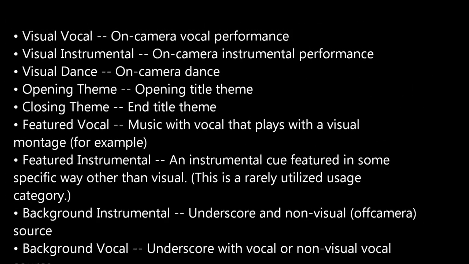royalties for your work. The following is a list of usage categories that are used when cue sheets for songs in TV and films are submitted to performing rights organizations. Visual vocal. This is an on-camera vocal performance. Visual instrumental. This is an on-camera instrumental performance. Visual dance. This is an on-camera scene involving dance where music is used.